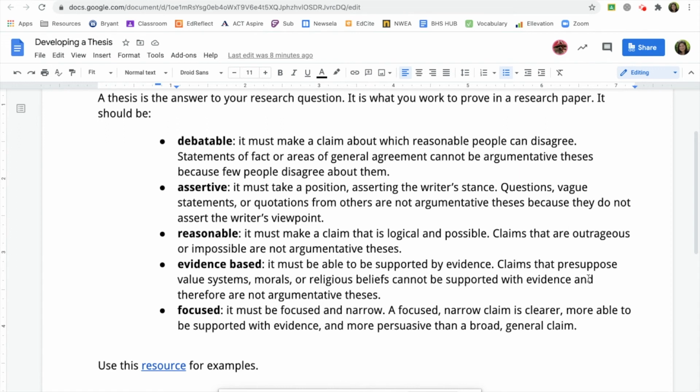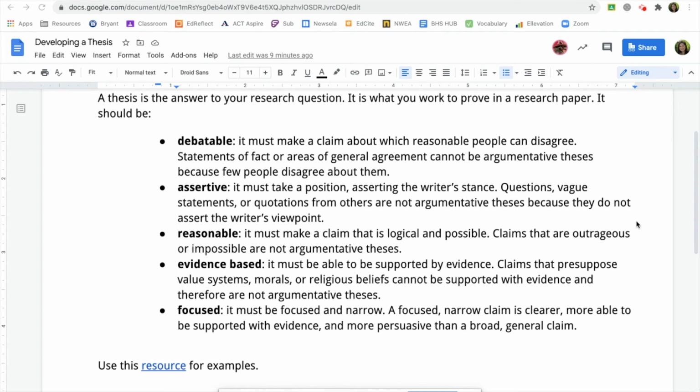Would people debate both ways? Yes, some people think the school week should be shortened and some people don't. So it is debatable. Assertive, does it take a stance? Yes, that the school week should be shortened to 4 days. Is it reasonable? For some people, they might not think it's reasonable because the school week has been 5 days forever. But there are some states and cities that have shortened the school week to 4 days. So it is reasonable.